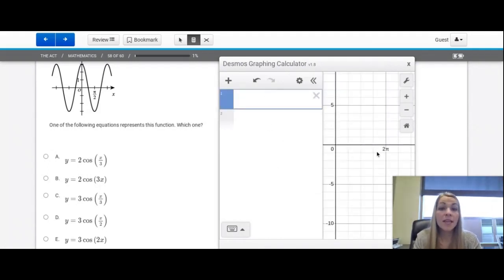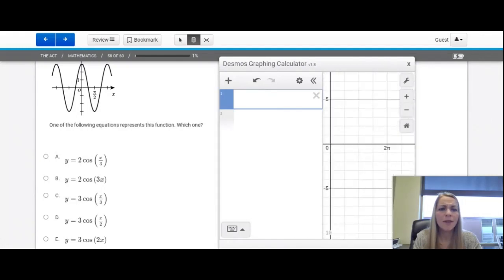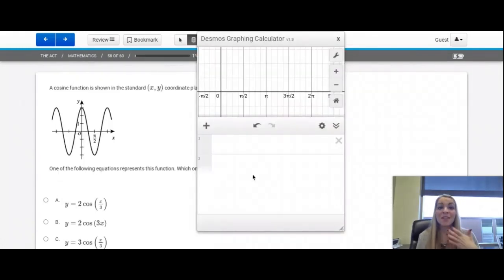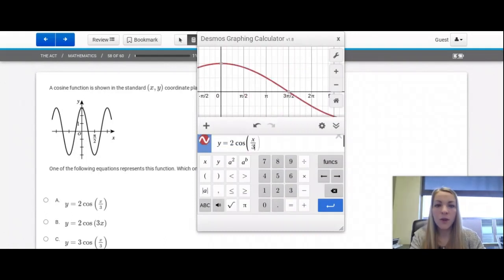And if I want to see that pi over 2, I can just zoom in a little bit. Okay, so doing just a little bit of zooming in and out, now I'm able to see that pi over 2. And we can also see these y heights of 1, 2, and 3. So let's just go through our options. Y equals 2 cosine of x over 3. Looks like it's reaching a height of 2. I need it to be a 3. So I don't want to use 2s.